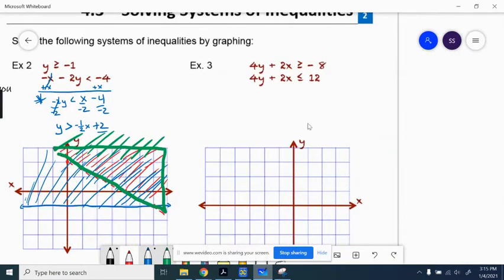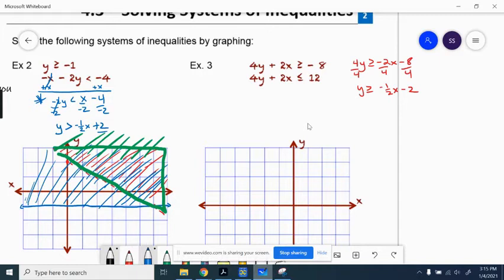This one's a little bit more intense. We've got to solve, or put them both into slope-intercept form. So let's start with the top one. I'm going to subtract 2x on both sides. So I'm left with 4y is greater than or equal to -2x minus 8, and divide by 4. And I'm left with y is greater than or equal to -1/2 x minus 2.